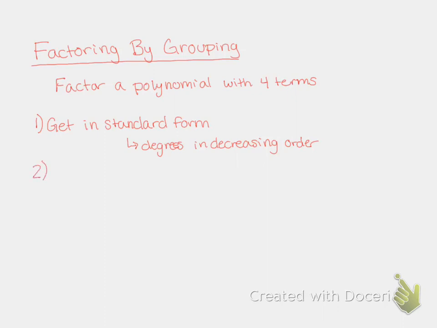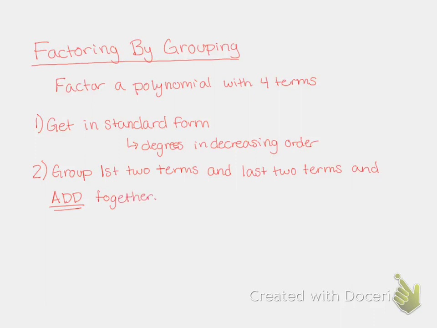Then you're going to group the first 2 terms with the last 2 terms and add them together. And I stress that you're going to add. Okay. Third thing you're going to do is you're going to factor out a greatest common factor from each group.